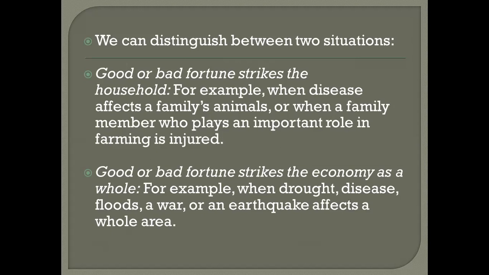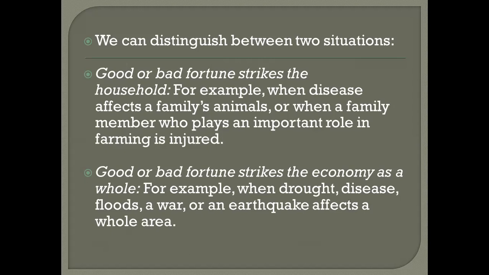Now let's consider the bad time for the economy. Good or bad fortune strikes the economy as a whole. For example, when drought happens, when communicable disease spreads, when there is a flood or war or an earthquake, and this will affect the economy as a whole. So there are two types of situations. One is when the individual or the household is affected by certain untoward incidents. Second is good or bad time for the economy as a whole, where the economy gets affected due to drought or disease or any such situation.